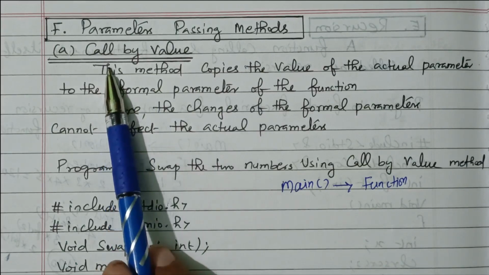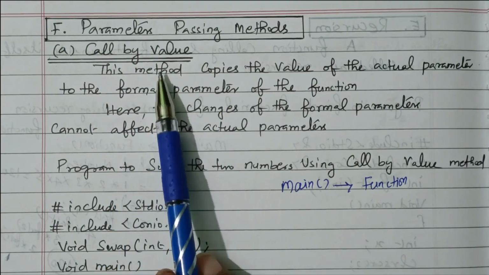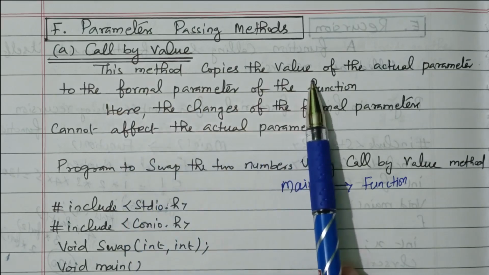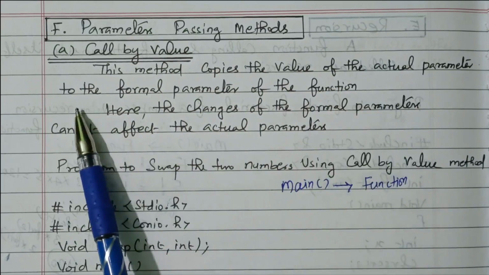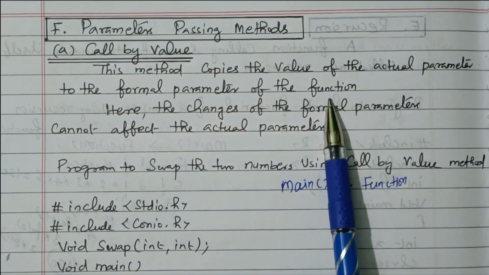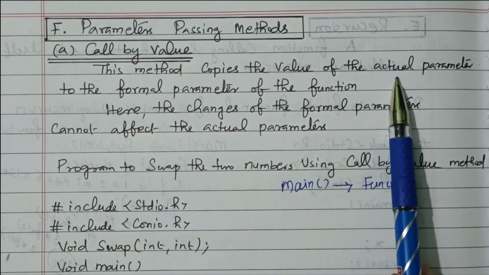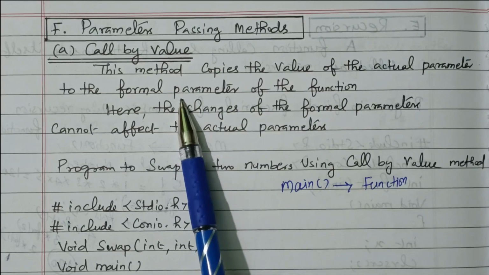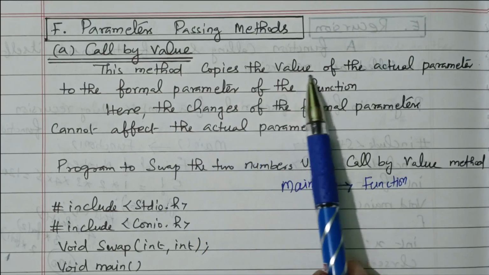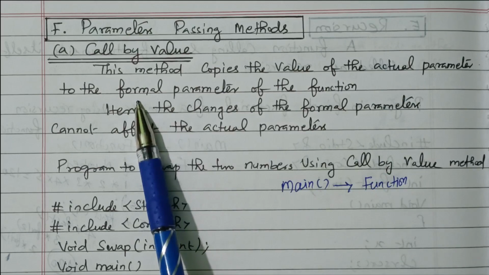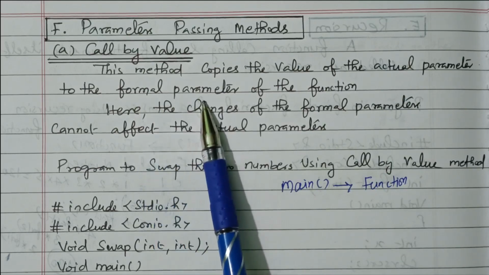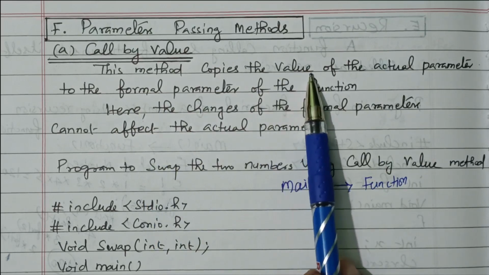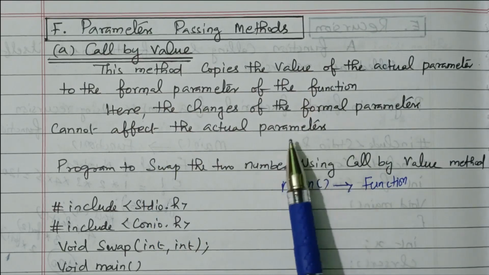The first method is the call by value method. What is that? In this method, a copy of the value of the actual parameter is passed to the formal parameter of the function. The actual parameter means the parameter available in the main program. Formal parameter means the parameter available in the function. So a copy of the actual parameter is sent to the function as a formal parameter. The original value is retained in the main program itself. Only the copy is passed to the function.